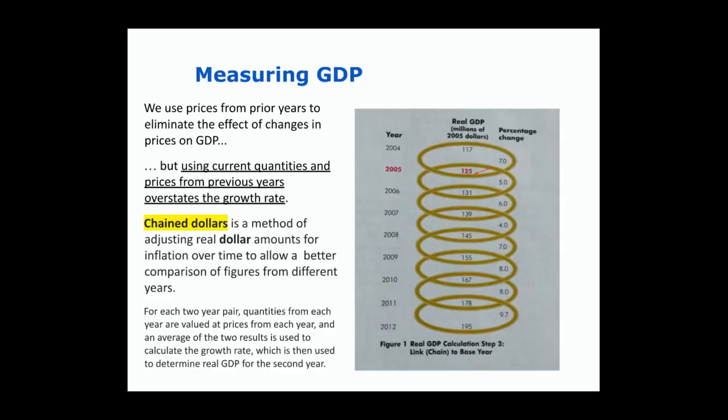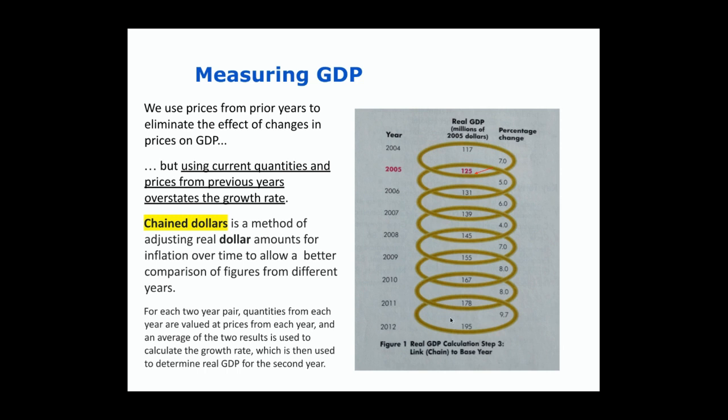So in fact, we have the nominal GDP, and we have the real GDP, which tries to remove the effects of changes in prices. And there's a third type of GDP. It's called the chain dollar GDP. And you may hear about that. You may see that from time to time.